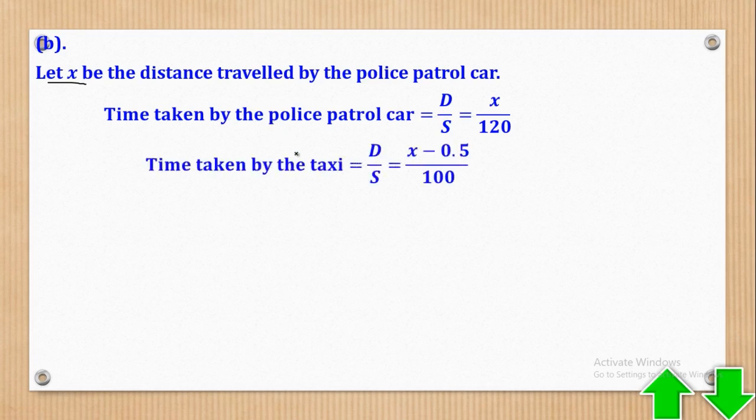For the taxi, the time taken will be equal to distance over speed, but the distance will now be x minus 0.5 because the taxi was already 0.5 kilometers ahead of the patrol car. So if the patrol car covered x kilometers, this taxi will have covered x minus 0.5 kilometers over the speed. The speed of the taxi was 100 kilometers per hour.